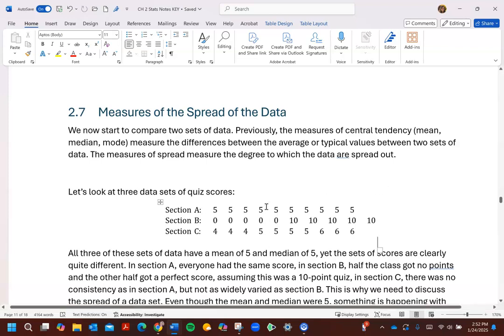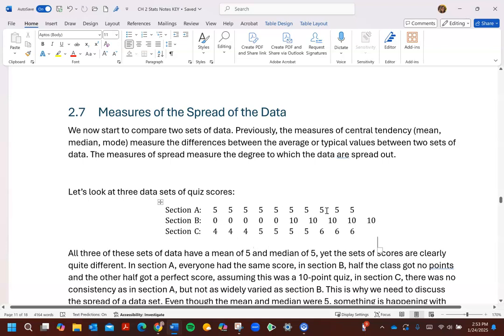So you can look at these three sets of data here. Section A, all the scores are 5 on this quiz. And section B, we have half of them are 0, half of them are 10. That's interesting. Maybe they didn't come, they didn't know any of the material, and the rest knew it all. Say it's out of a score of 10.